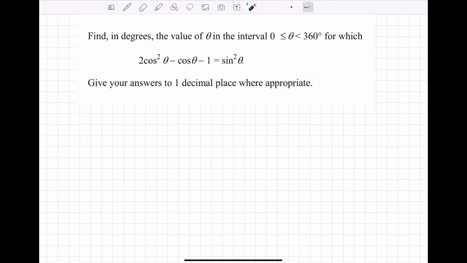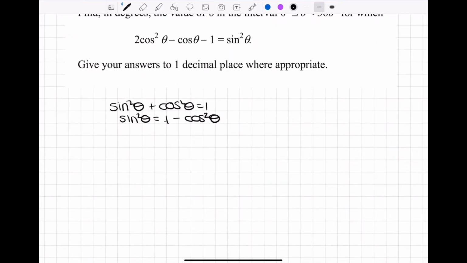In this question, we want to solve for theta between 0 and 360 degrees: 2 cos squared theta minus cos theta minus 1 equals sine squared theta. So here we've got some cos squared, some cos, and some sine squared. So we want to change these either all into sine or all into cos. Because I've got a cos squared and a cos, I'll change this sine squared into cos. So for the identity for sine squared, we know that sine squared plus cos squared equals 1. So we can easily rearrange that to see that sine squared equals 1 minus cos squared.